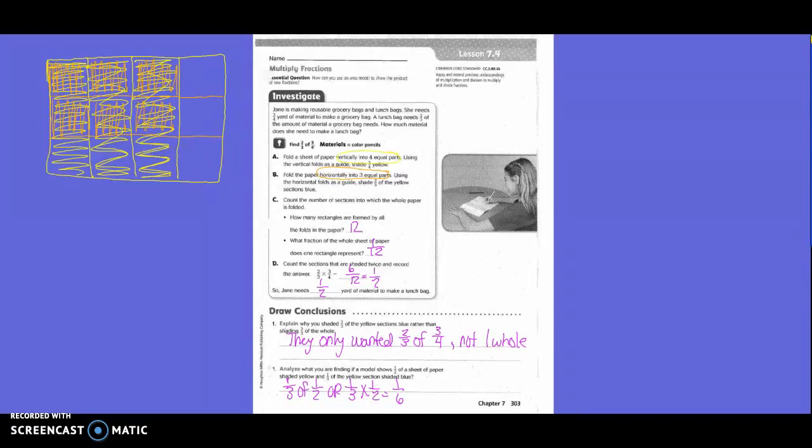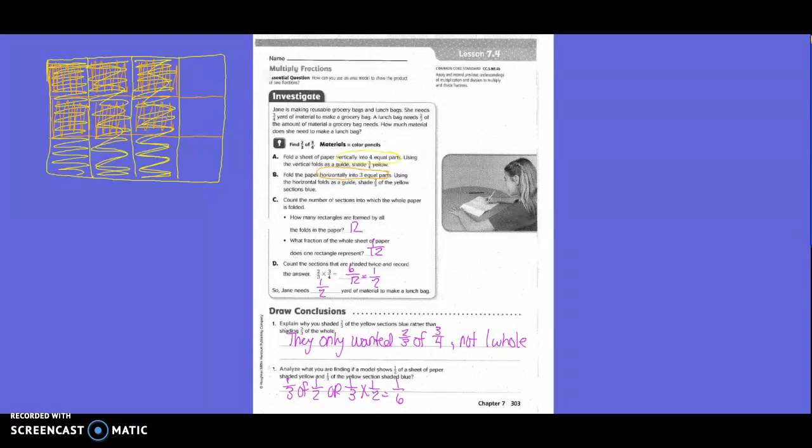We said there were 12 total boxes. And so the fraction of the whole sheet of paper that one rectangle represents is 1/12. So then of all that are colored in twice, with the yellow and the orange, we said there were 6 out of the 12 boxes colored in twice. So we said that was 6/12, which simplified is 1/2. So Jane needs 1/2 yard of material to make a lunch bag.